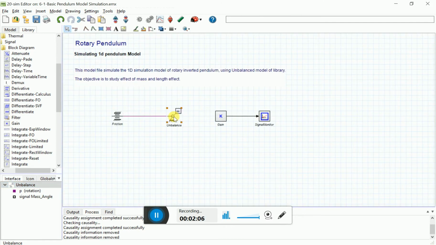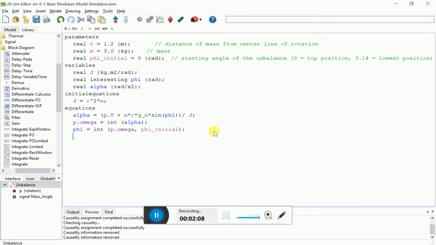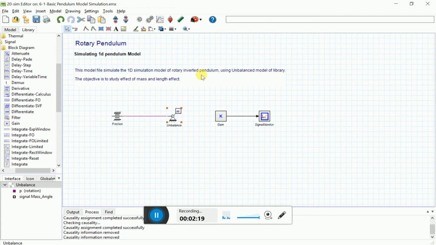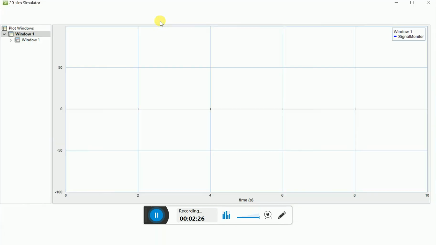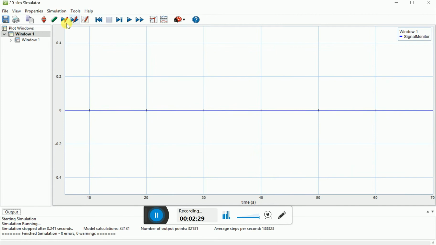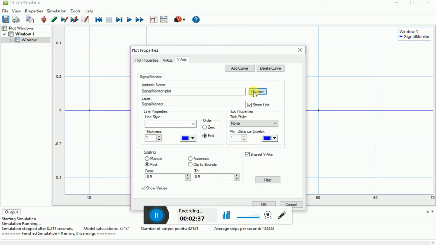Now if I double click on the unbalanced code, just write mass underscore angle is equal to phi. So we will also get the phi output of this mass at its output. Now connect this to the gain block and to the signal monitor. Now we can observe this output and see how this angle moves around the pendulum if the mass is dropped from some particular angle. So I just make sure that I've chosen the right signal monitor. Yes, it's a plot. I call this mass angle.